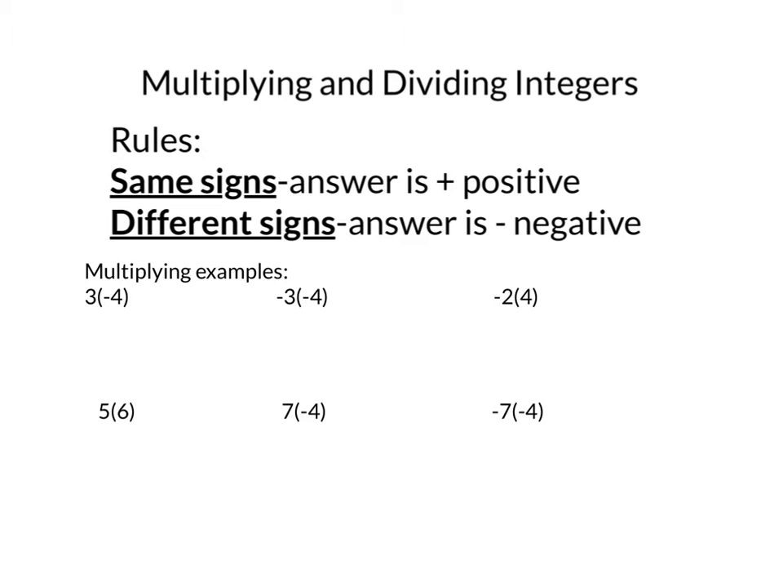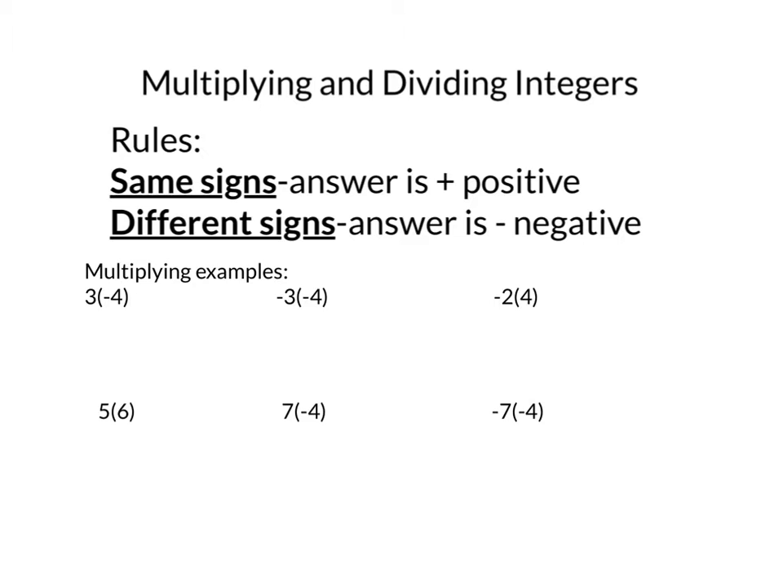Multiplying and dividing integers. When we're multiplying and dividing integers, we have two rules. They're slightly different from the rules we had for adding and subtracting, so it's really important to distinguish between the two sets of operations. When the signs are the same for the two numbers you're multiplying, the answer is positive. When the signs are different, the answer is negative. So very little to remember. Same sign positive, different sign negative.